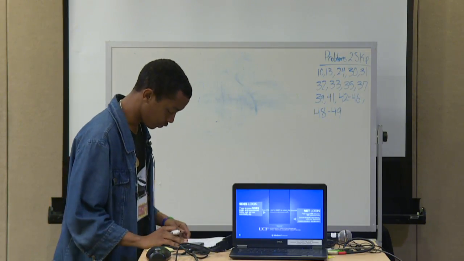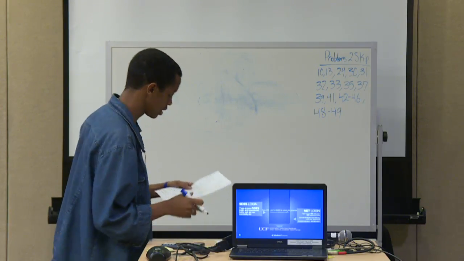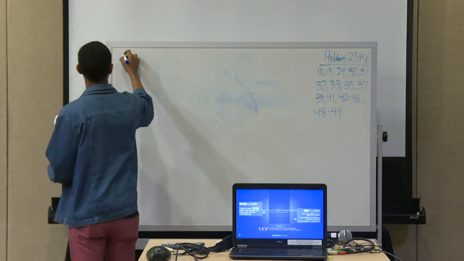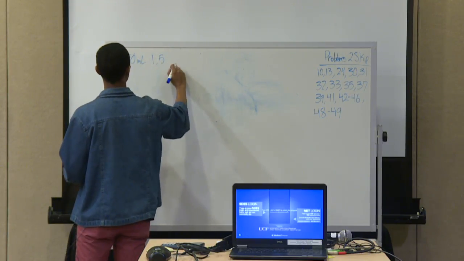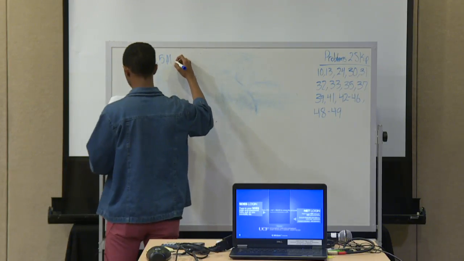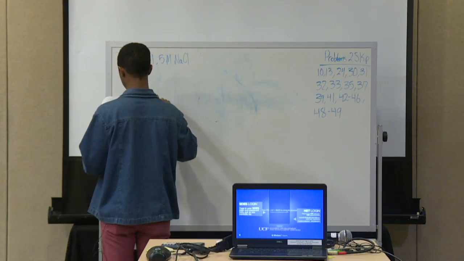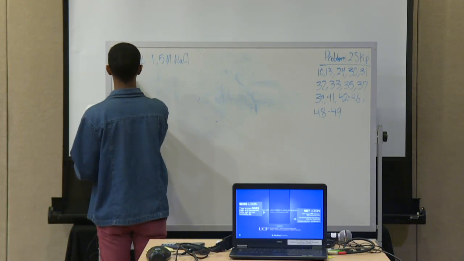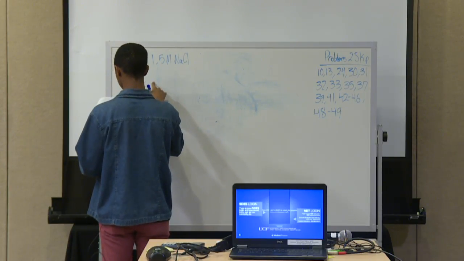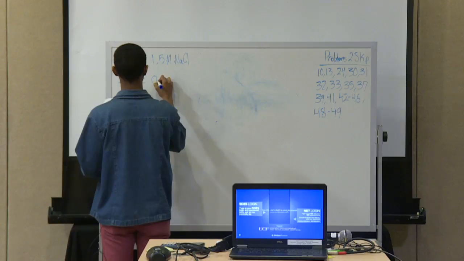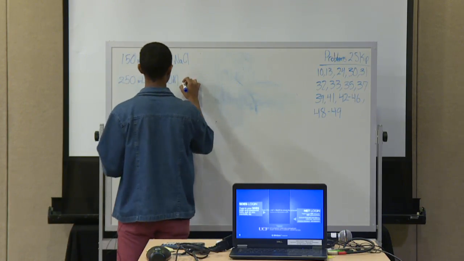All right, number 4. What is the concentration of chloride ions in a solution formed by mixing 150 mL of 1.5 molarity NaCl and 250 milliliters of a 0.750 molarity solution of MgCl2.